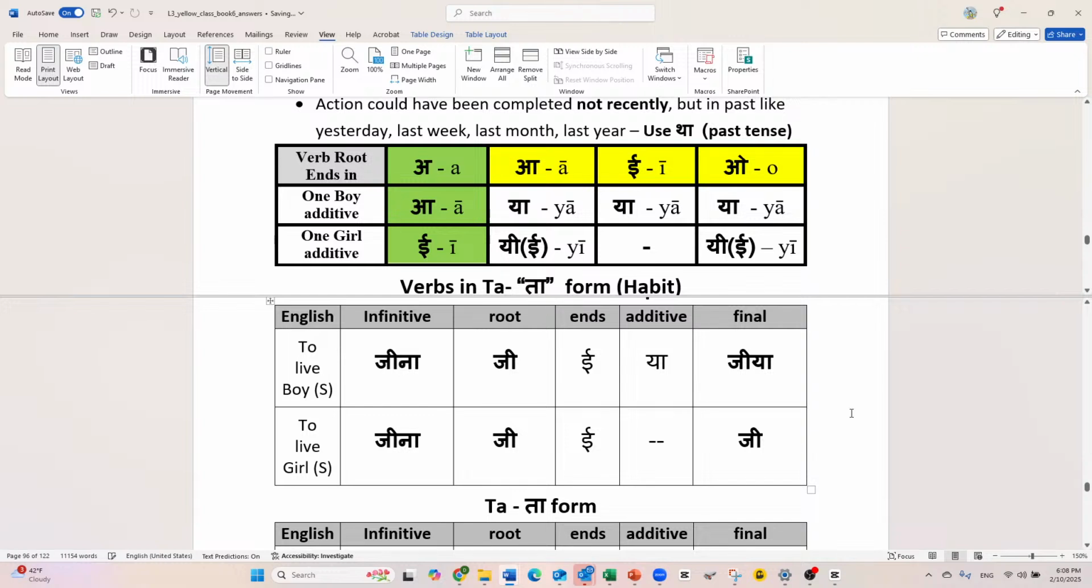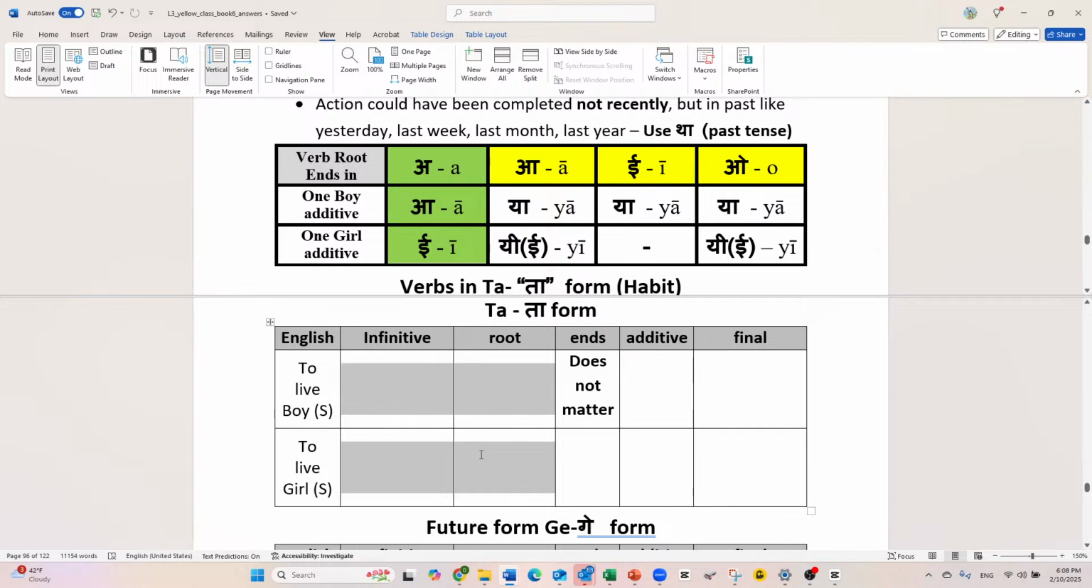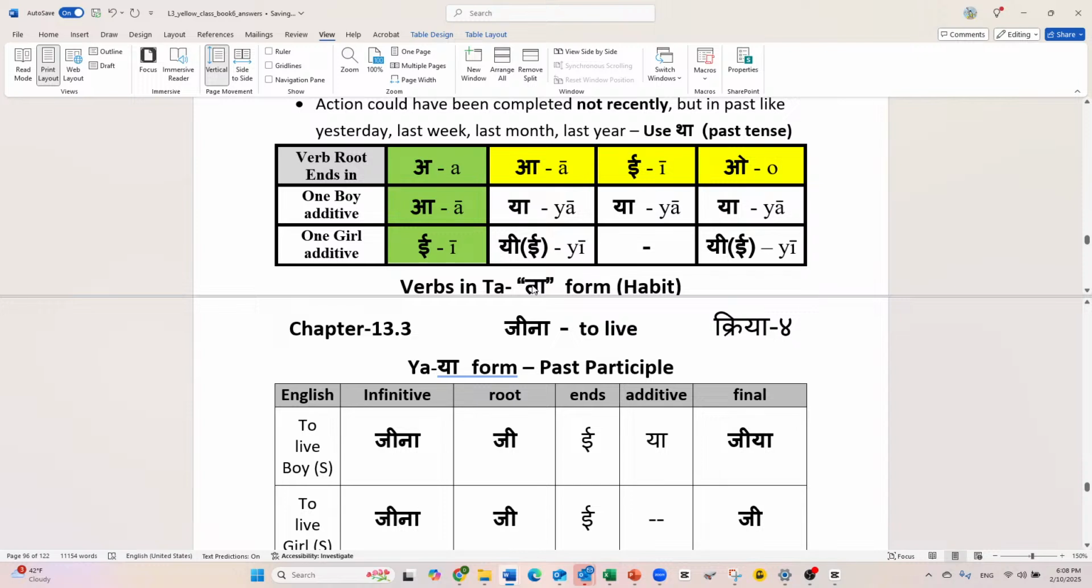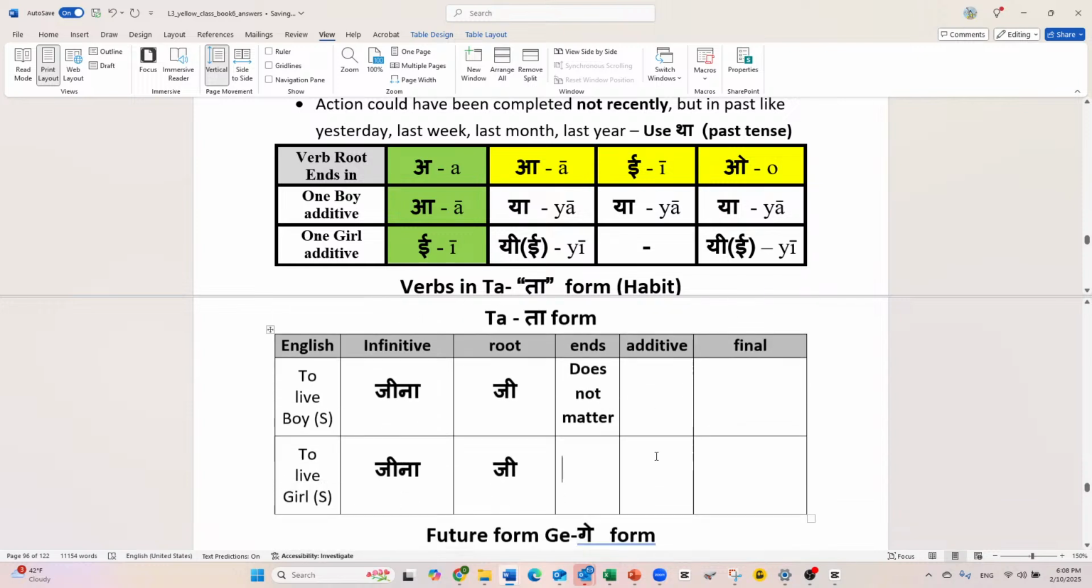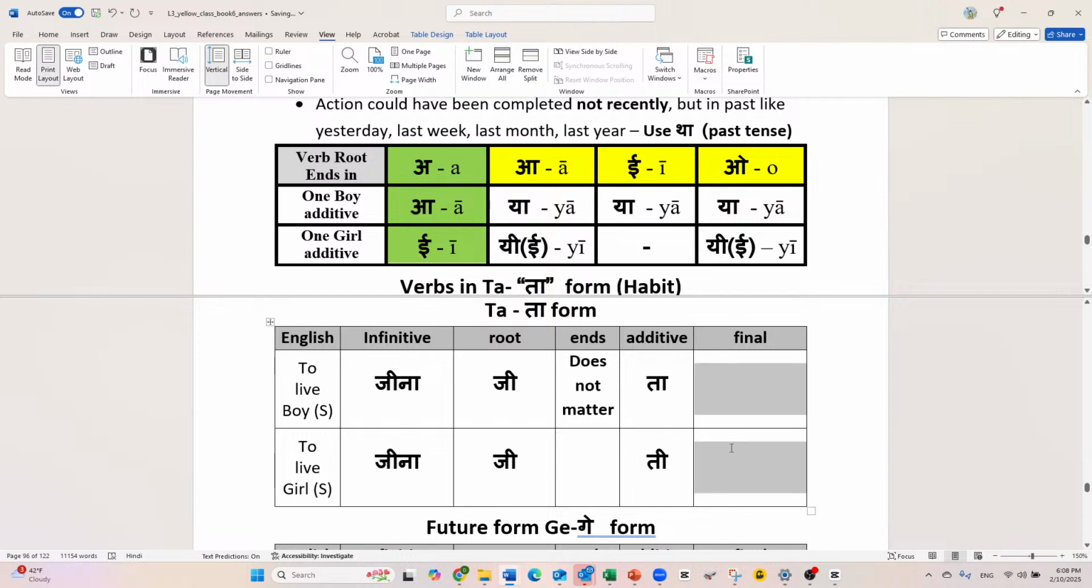Then we come to the ta form. Again, the roots are going to remain the same. Now, in the case of ta form, the ending does not matter. Like in the ya form, we looked at this table and found out what the ending was. In the ta form, the ending does not matter. Simply, what is the additive? Ta form, ta and ti. So Prahlad, what is the final verb for ta form? Jita and Jiti. Very good. Jita and Jiti.